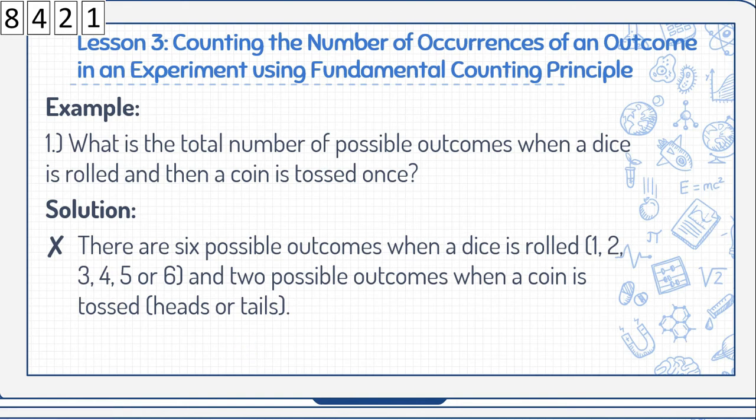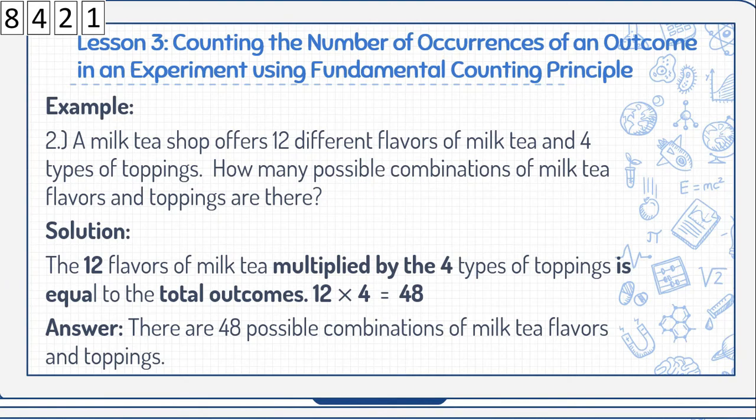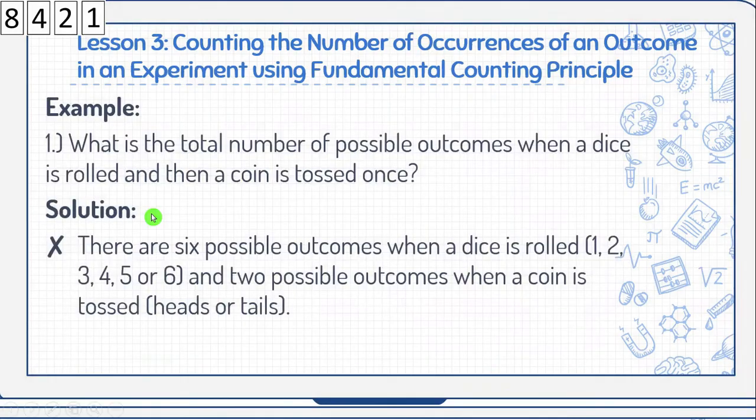Okay, next. So, that's for our example number 1, di ba? Ito po yung fundamental counting. I-count lang po natin. Okay, so since isang dice at saka isang coin ay toss natin once. So, the possible outcomes are 1, 2, 3, 4, 5, 6 for the dice and 1, 2 for the coin. Diba? Dalawa kasi heads or tails.